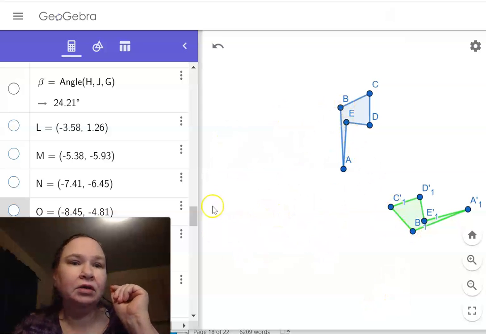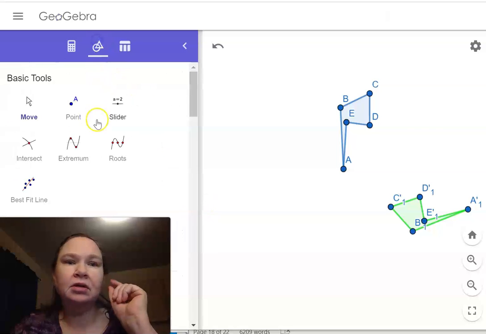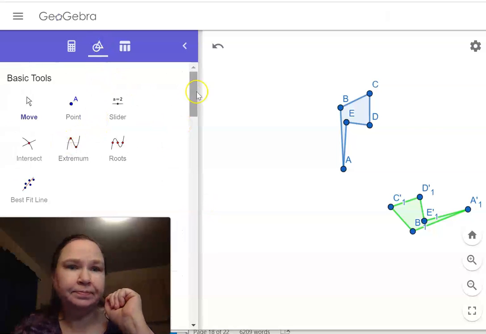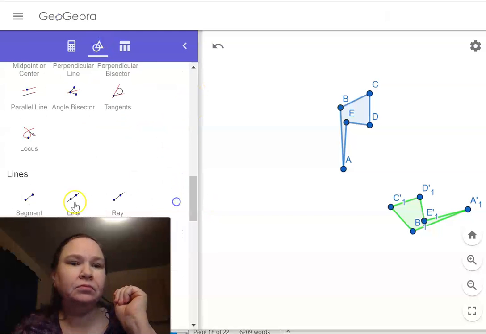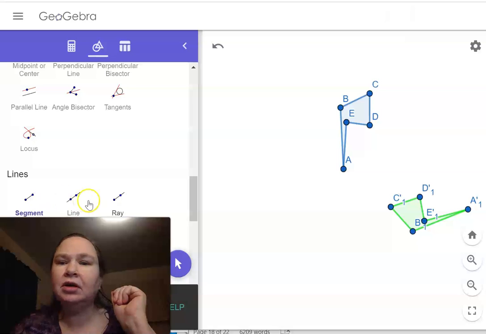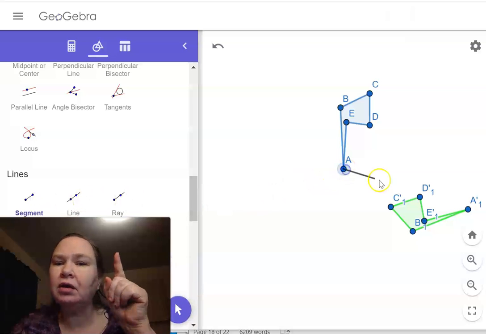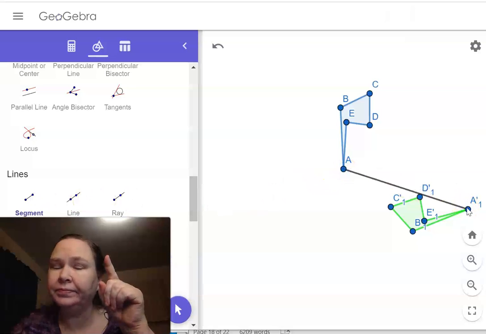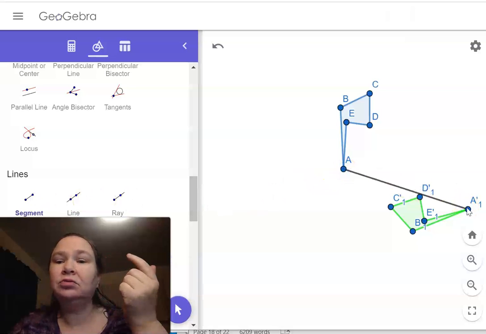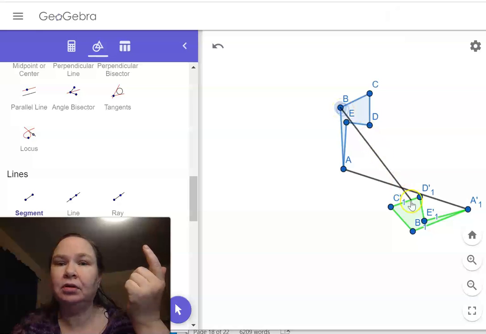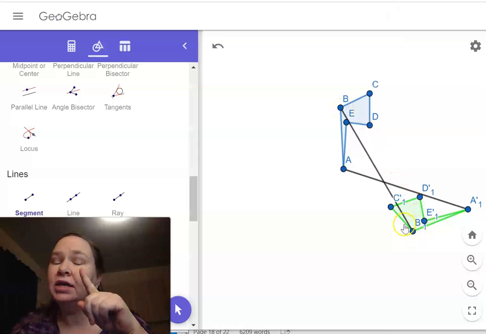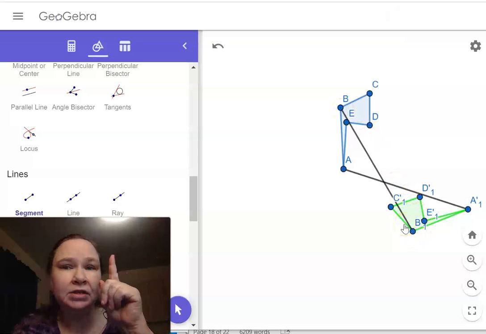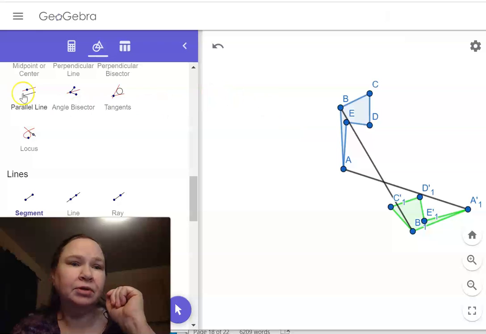So what I need to do is make some segments and then some perpendicular bisectors. So here's my first segment. It's going to go between A and the image of A. And let's do B and the image of B. So B maps to this point here. And now I need the perpendicular bisectors of both of those segments.